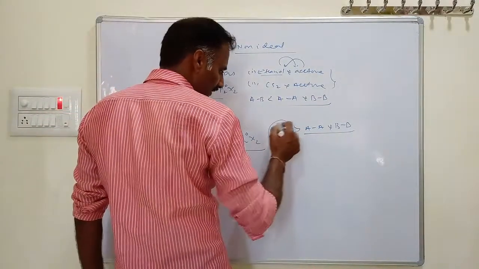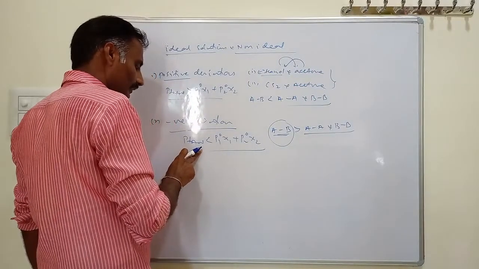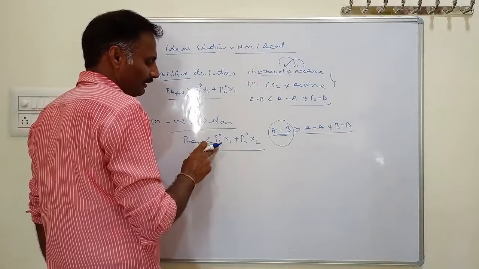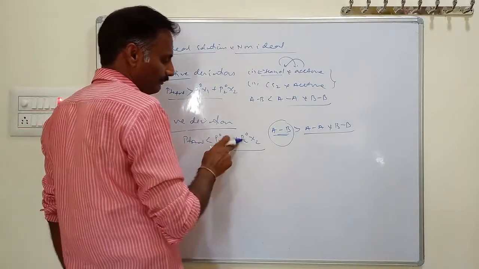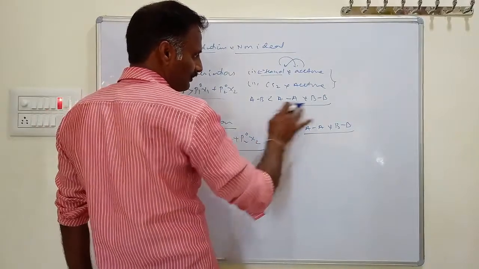When the solute-solvent interaction is greater, the molecules are held by stronger attractive forces. Then P total is less than P1 naught X1 plus P2 naught X2. Then for this type of solution, what happens here?